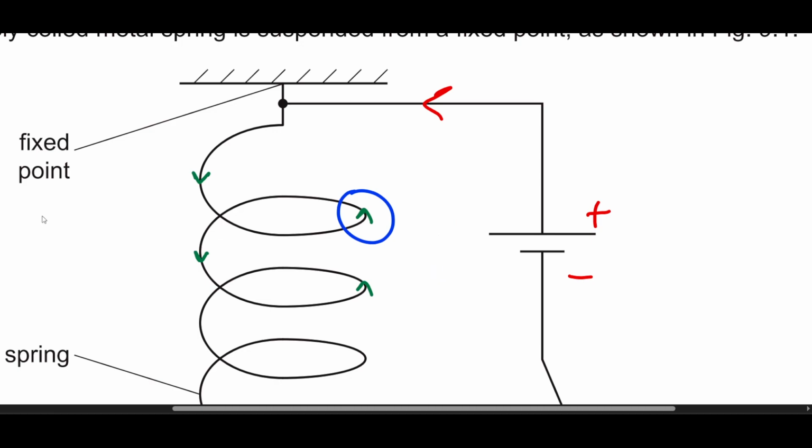So let's draw this in a better way. This is going to be the thumb, right? And these are going to be your fingers curling around like this, okay? So what is the direction of the magnetic field that is going to come out here? It comes out in this direction, like this.